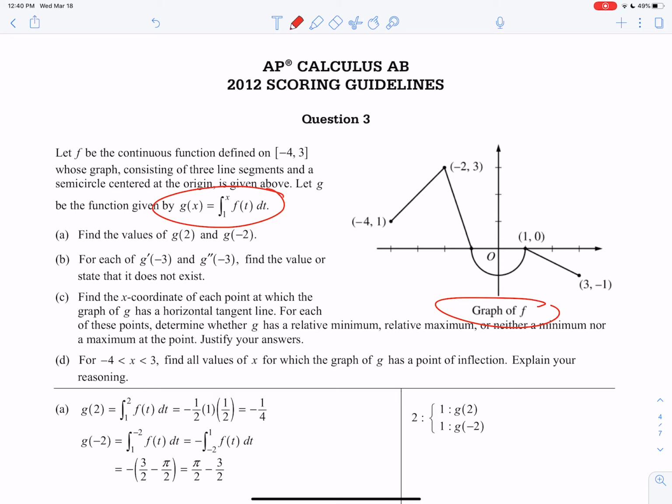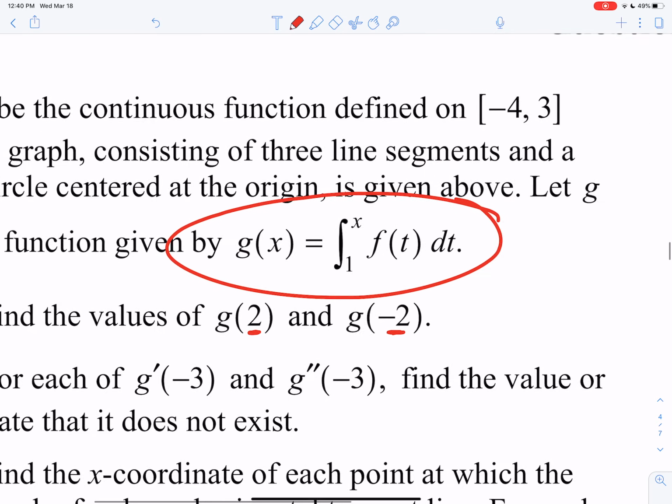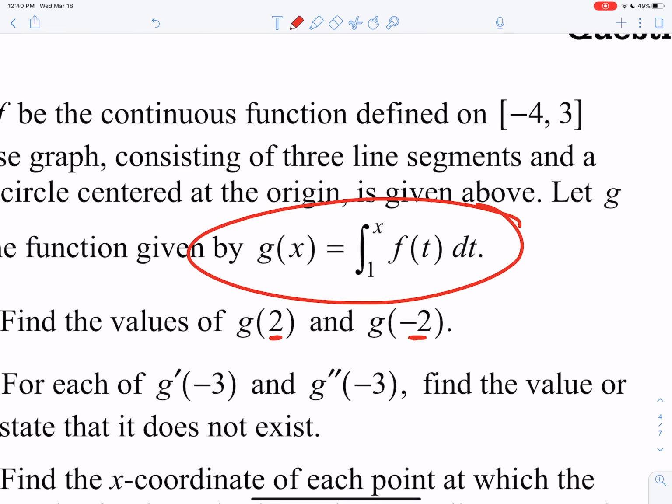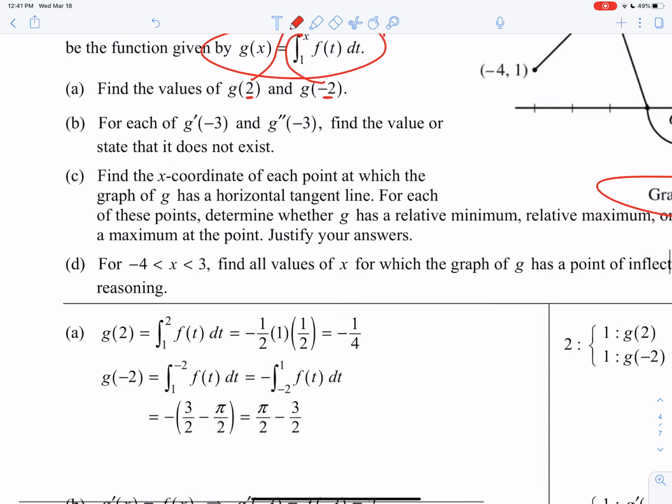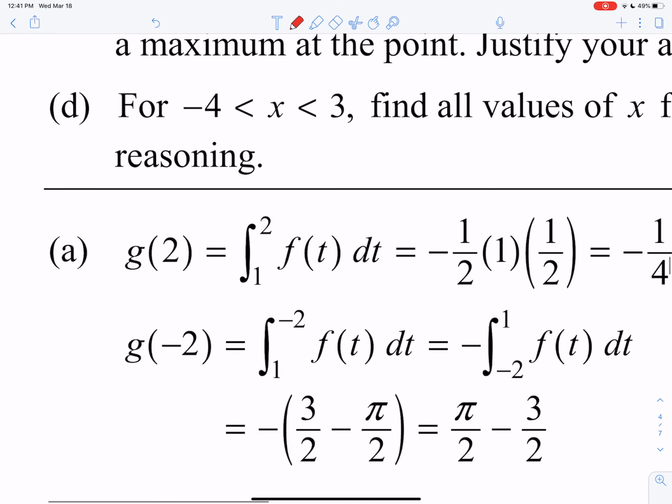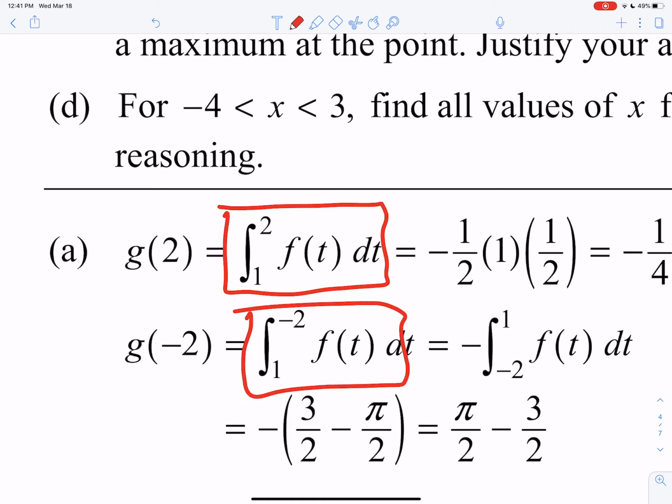So here we go. Part A, very straightforward. They ask you to find g of 2 and g of negative 2. So pretty much what we're going to do is we're going to individually plug in 2 into x and negative 2 into x. So separately. Now, what you want to know is, what does it mean? So g of 2 is really just the integral of f from 1 to 2. Okay? And g of negative 2 is the integral from 1 to negative 2 there.